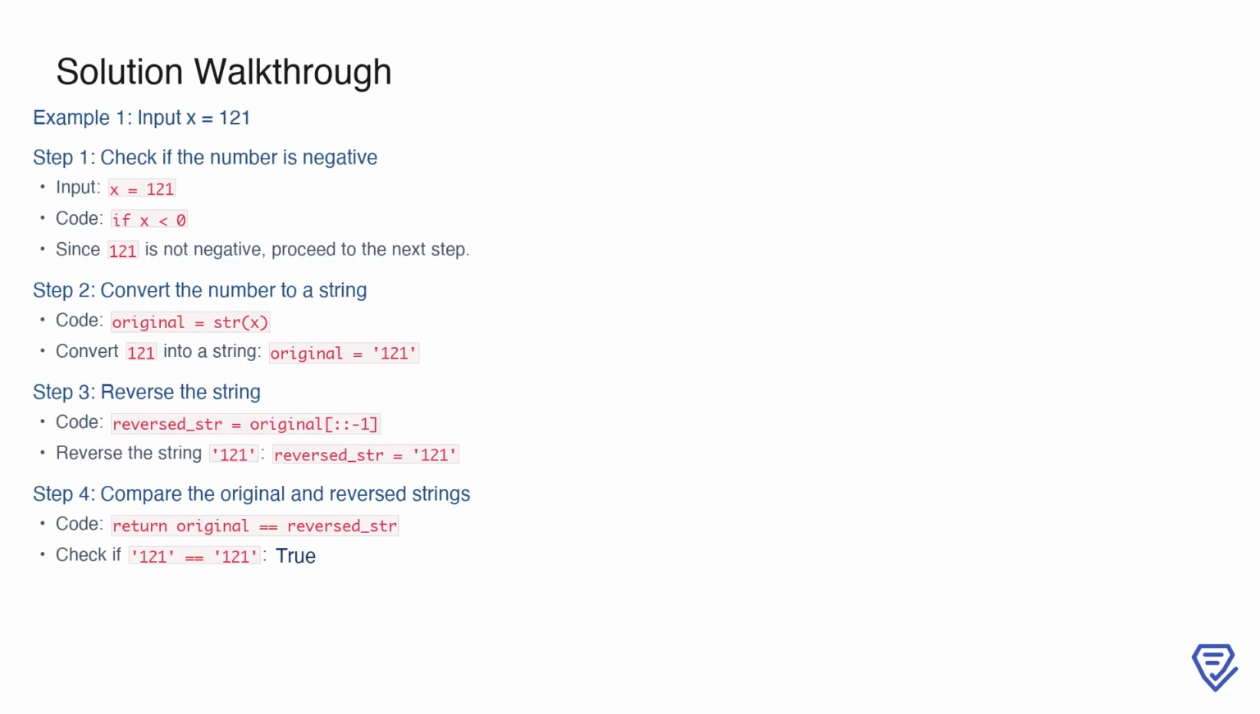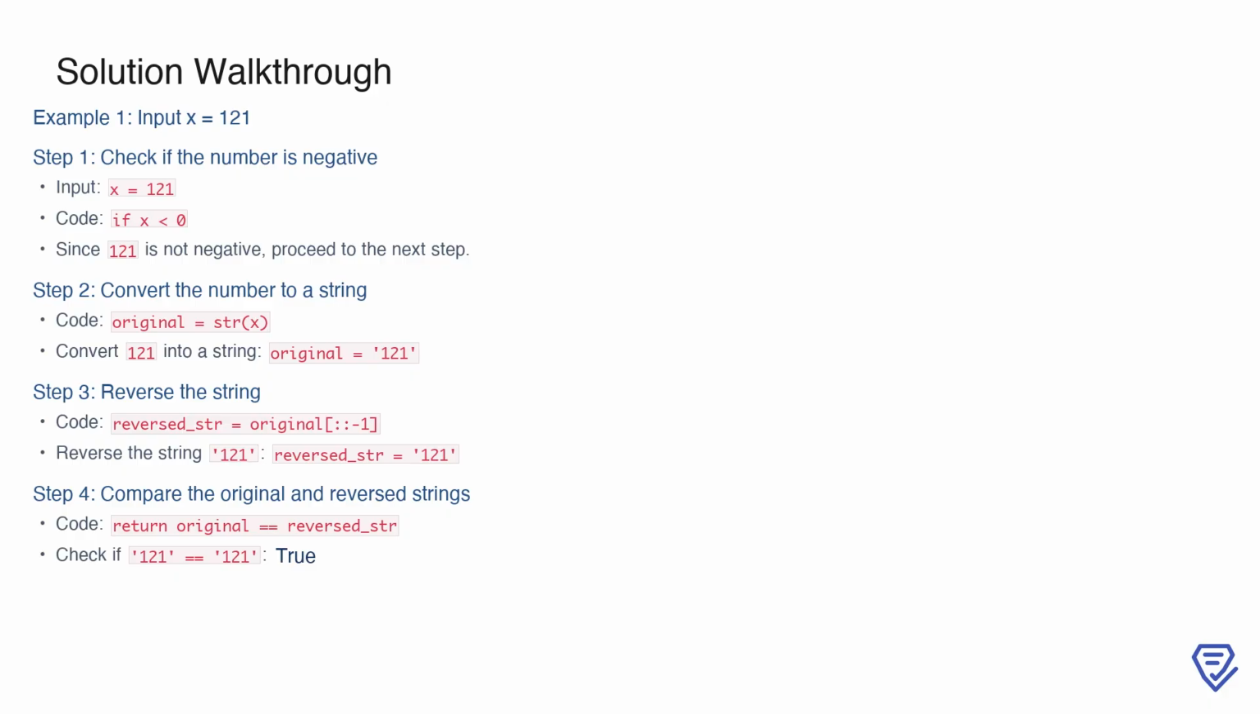To solve the problem of determining whether a number is a palindrome, let's walk through an example where the input is 121. First, we check if the number is negative. Since 121 is not negative, we move forward to the next step. Here, we convert the number into a string representation using the code original = str(x), which gives us the string 121. Once we have the string, the next step is to reverse it using slicing, reversed_str = original[::-1].